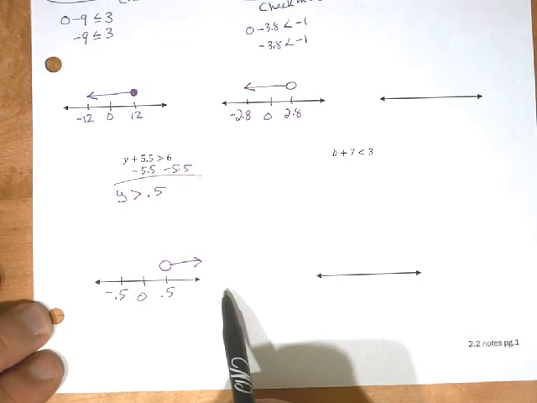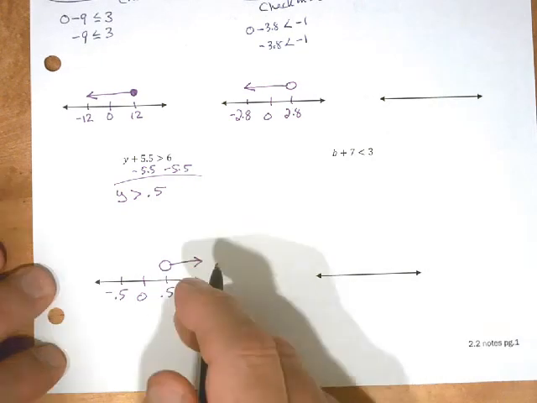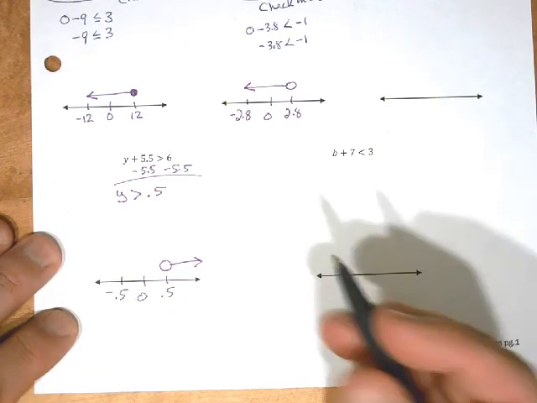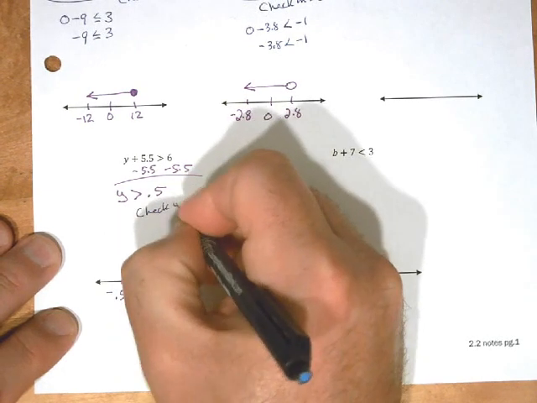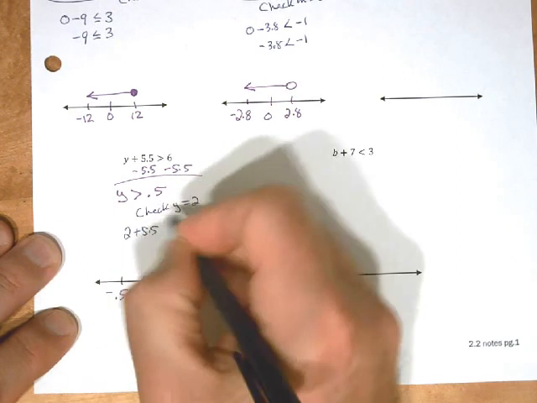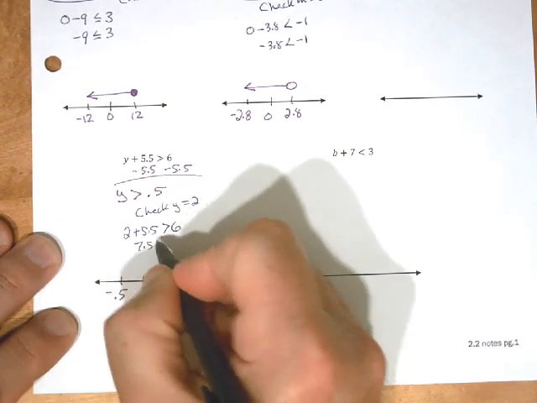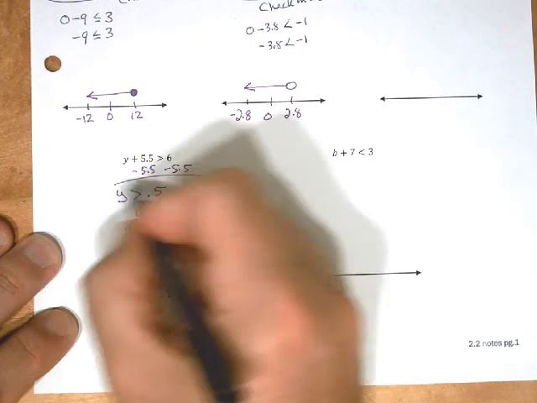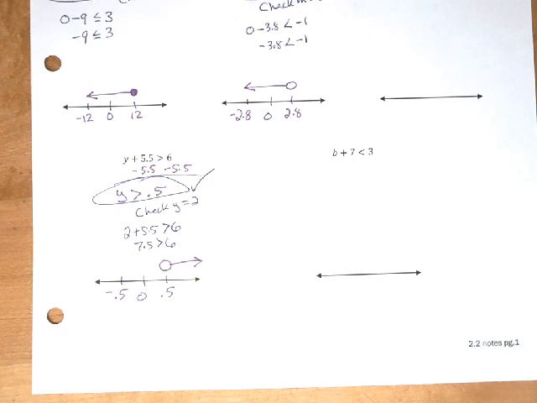I need to check something that is greater than 0.5. So I could check 1, I could check 2, 3, whatever. 1 million if you want to check that. Let's go ahead and check 2. So my check here is going to be y equals 2. If I plug that in, 2 plus 5.5, that has to be greater than 6. And 7.5 is greater than 6. So yes, my y greater than 0.5 is correct.